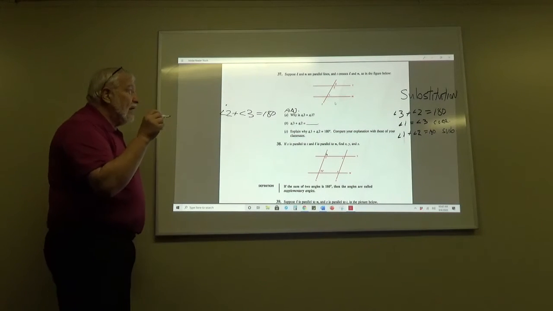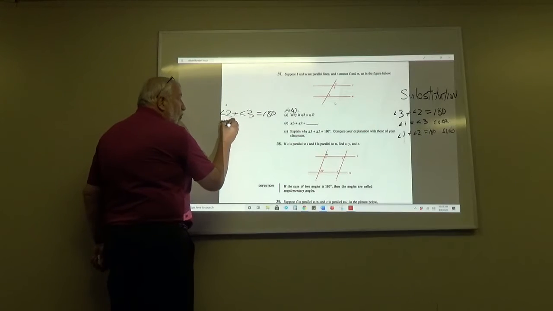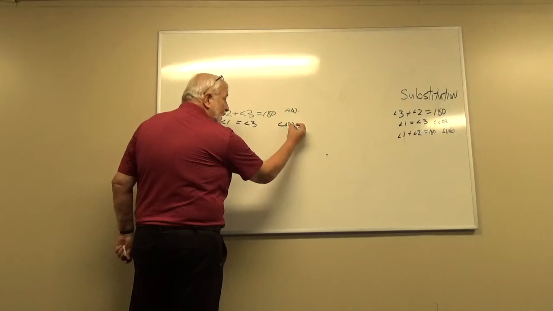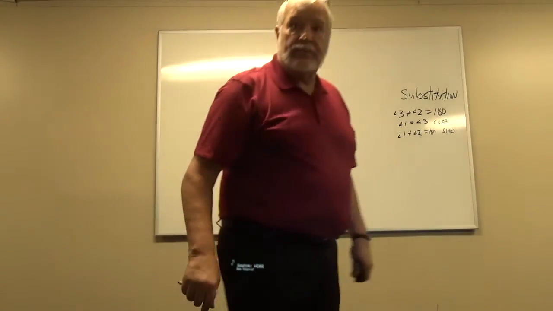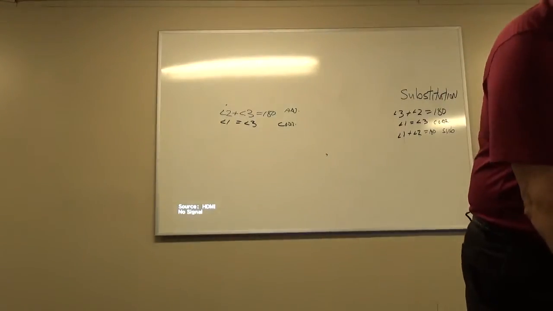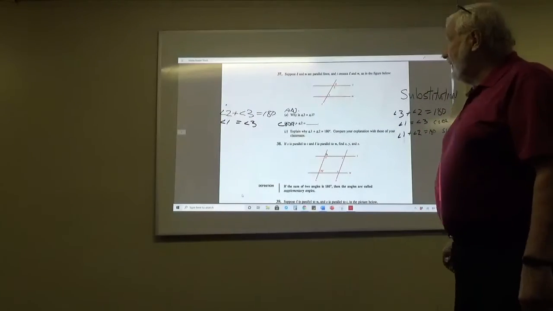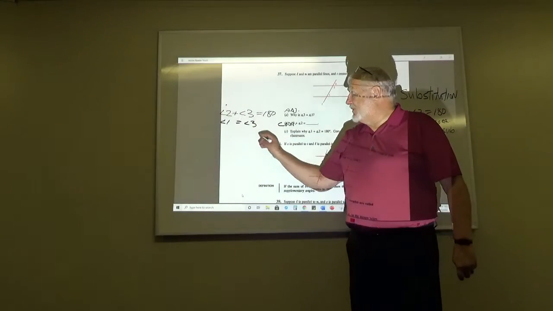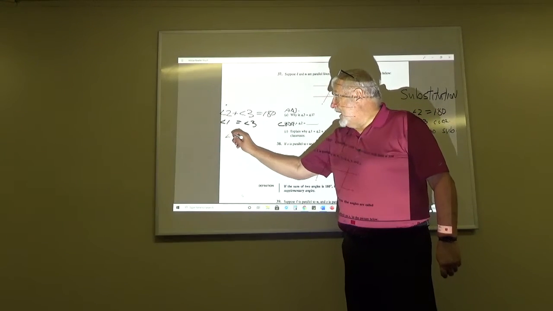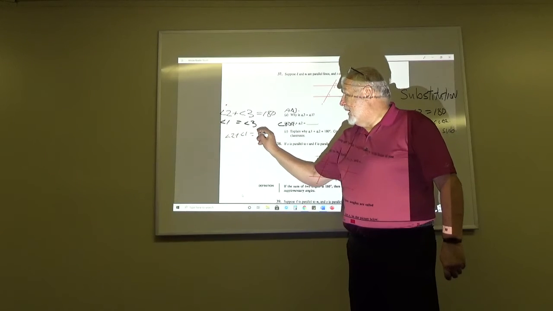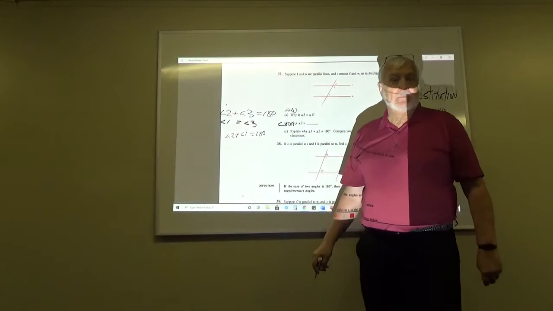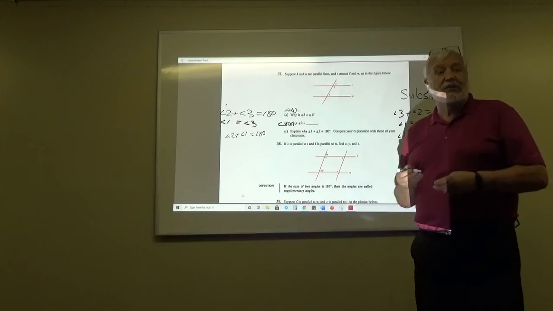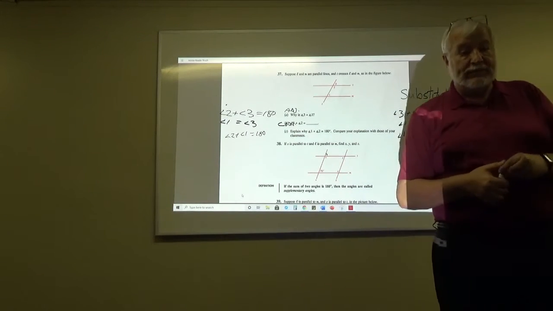Now, we know that angle 1 equals angle 3 because they're corresponding. And then, by substitution, we can say angle 2 plus angle 1 has to equal 180. And that means that the same side interior angles are supplementary.